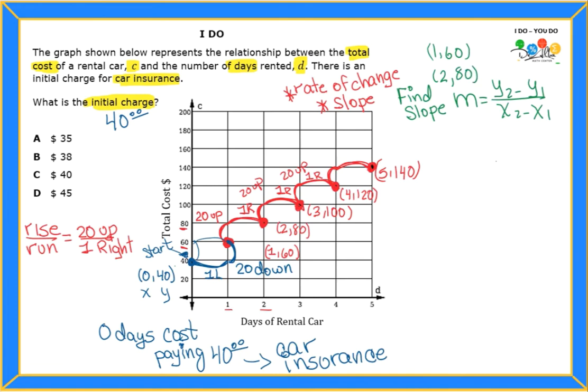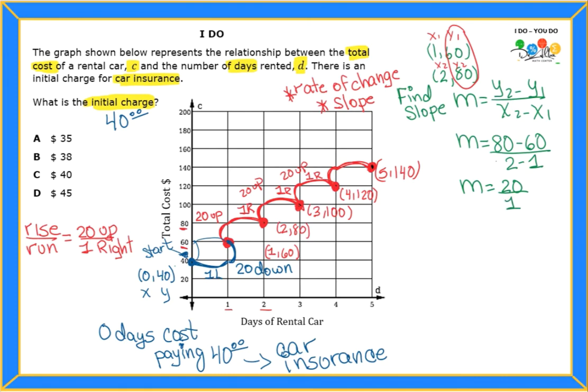Okay, let's write labels here. So this is x sub 1, y sub 1, x sub 2, and y sub 2. Let's circle these numbers. And let's use those in my formula. So y sub 2, it's 80 minus 60 over 2 minus 1. I'm using the numbers from the coordinates that I chose. 80 minus 60 gives me 20. And 2 minus 1 is 1.